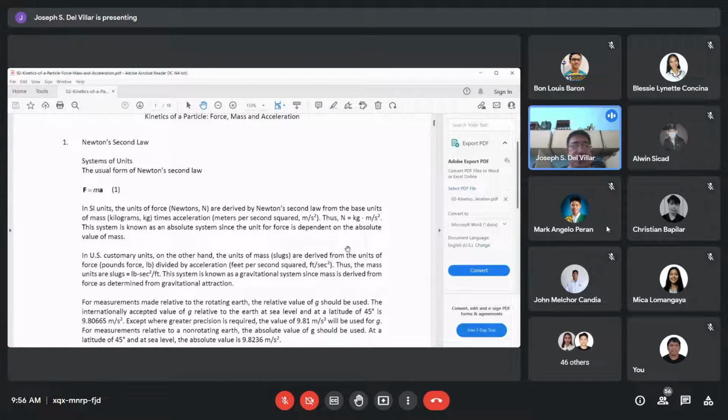So it says here that newtons, which is a unit of force, is derived from base units of kilograms mass. Okay, so from the base units of mass multiplied by acceleration, meters per second squared. So 1 Newton is equivalent to 1 kilogram meter per second squared.